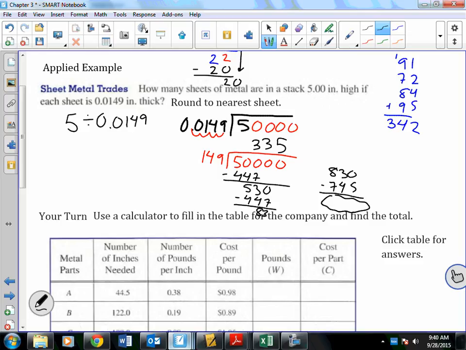But because this is an application, I'm just trying to get an estimate here. I know there's going to be a whole number of sheets. There's not a half number of sheets. So I know it's going to be around 335, around 336, because there's some variation in those sheets. They're not all exactly the same size. So I'd say about 335, 336 sheets should be how many are in that stack.